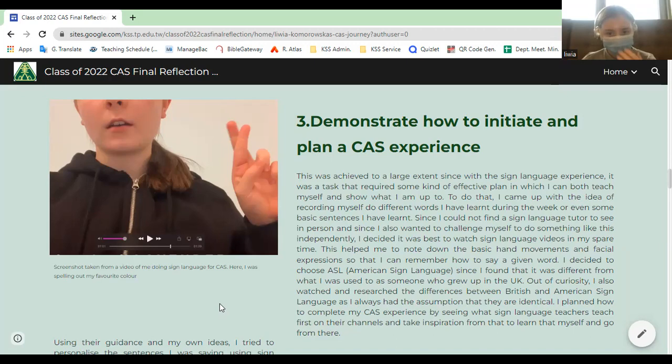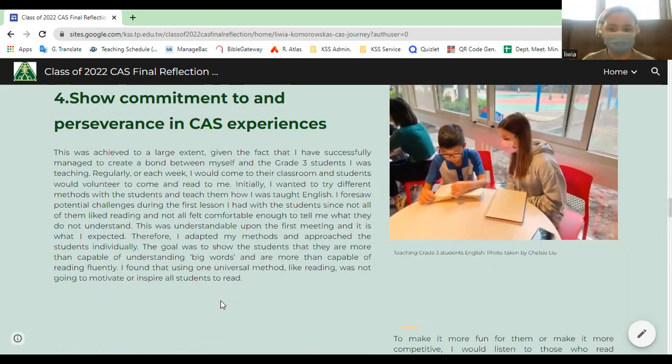And then for the fourth one, this was commitment and perseverance. So again, taking advantage of the situations that you are in. Being in a Chinese school, I don't know Chinese, but I noticed that a lot of the younger students struggle with English and are not very keen on reading in English. So I think this was a good opportunity for me to teach them myself and try different methods. Commitment and perseverance means that you have to try different methods and look for how to adapt to changes that may occur.